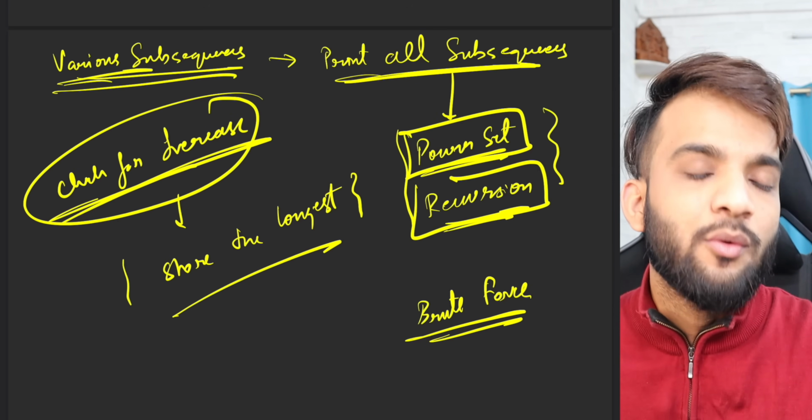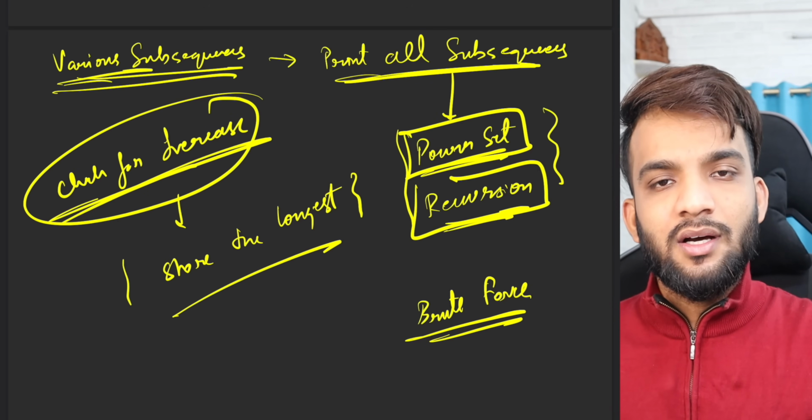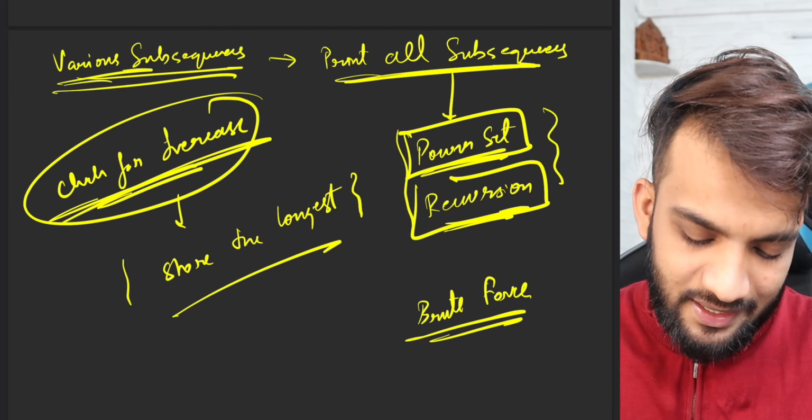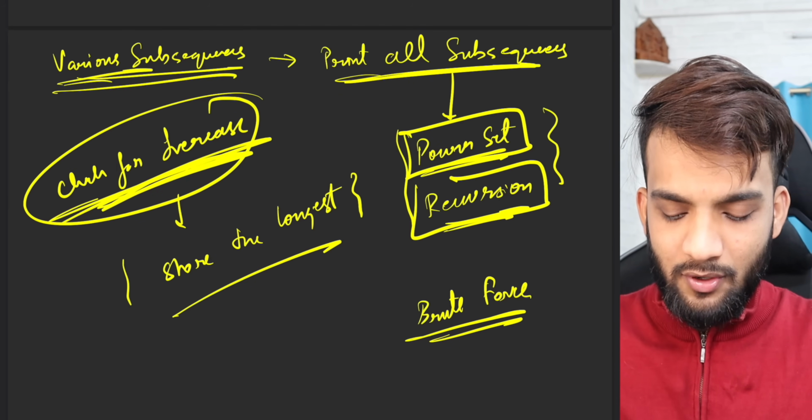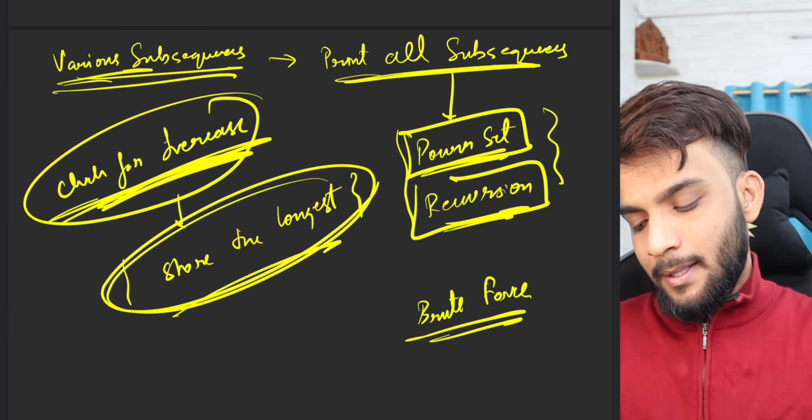Once the subsequence is generated, at the end of the day you just see if that subsequence is increasing or not, and if it is, then you check for the longest portion. So that's the brute force.